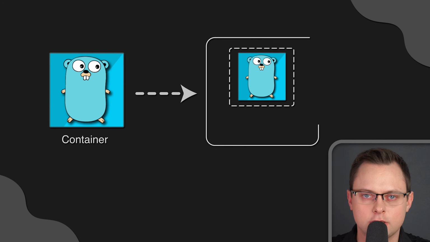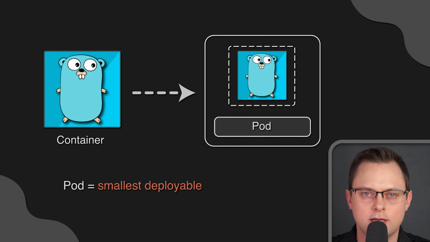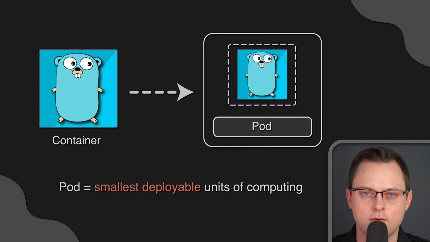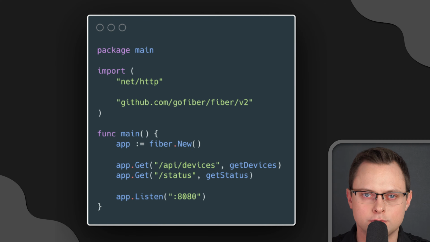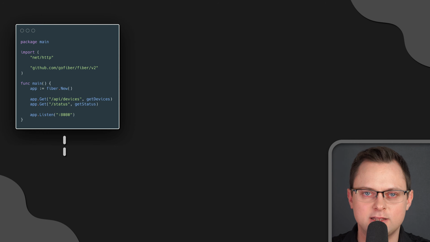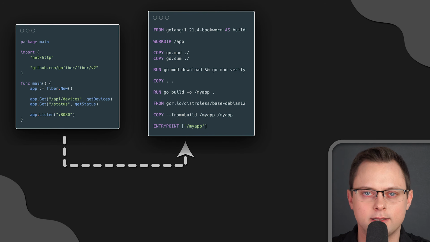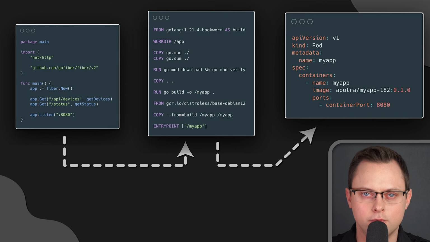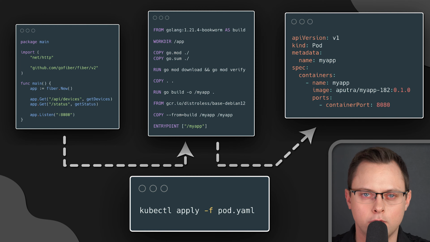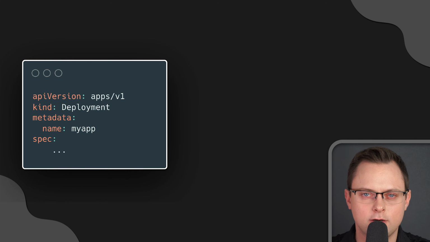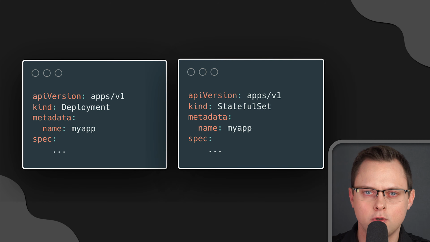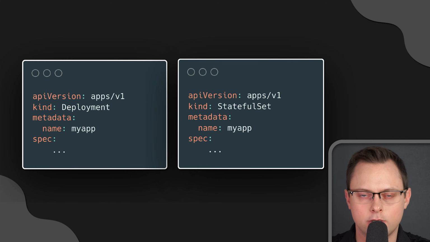Instead, it has an abstraction layer called a pod. Pods are the smallest deployable units of computing that you can create and manage in Kubernetes. For example, if you want to run your app in Kubernetes, at the very least, you would need to build a container image for your application and wrap it in the pod. Then you would use kubectl apply to deploy your pod to Kubernetes. Just keep in mind that pods are usually not created directly. Instead, we use other workload resources, such as deployments, stateful sets, and other objects.